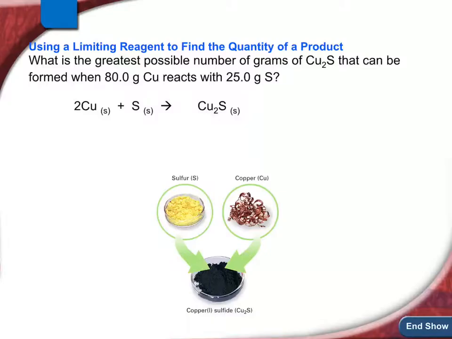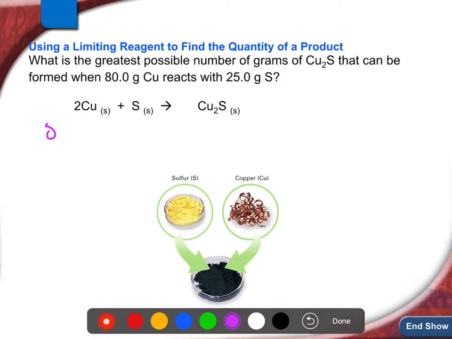Alright, in this video I just want to go over how to find limiting reactants and how to work the problems. So on this question, it says you have 80 grams of copper and 25 grams of sulfur, and it wants to know the greatest possible number of grams of copper 1 sulfide that can be formed. So the easiest way to do limiting reactant problems is just to go ahead and take both amounts that they give you and convert them both into product.